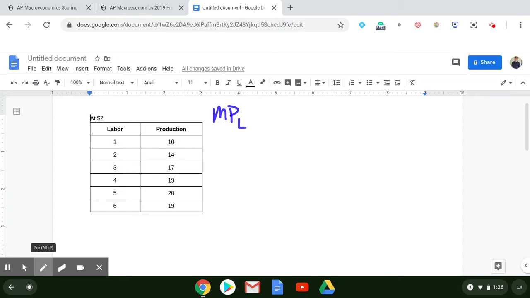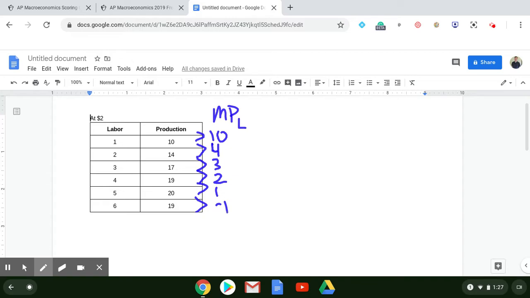Marginal product of labor: from 0 to 1, we added 10 units. From 1 to 2, we added 4 units. So that's the marginal product of the second unit of labor. The third unit of labor added 3 units. The fourth unit of labor added 2 units. The fifth unit of labor, 1. And because of diminishing returns, the sixth unit of labor had a negative number.